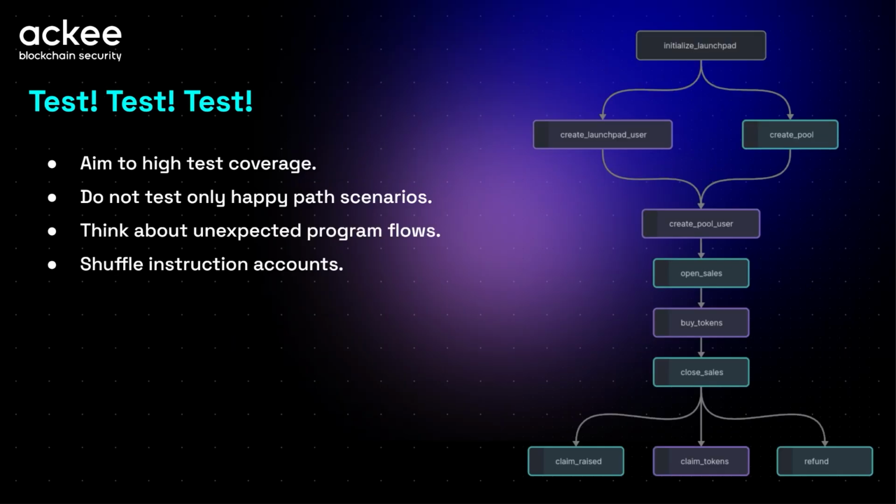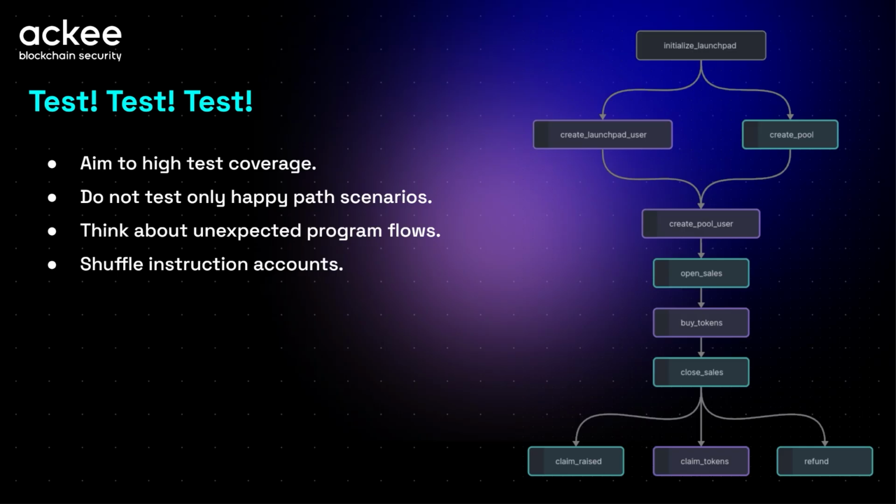And then I cannot emphasize it more, but you should also test your programs. You should aim for high test coverage. So often projects that we audit have either very low test coverage or in some cases no tests at all. In most cases, the projects test so-called happy path scenarios. So they basically verify that their program works as they would like it to work.